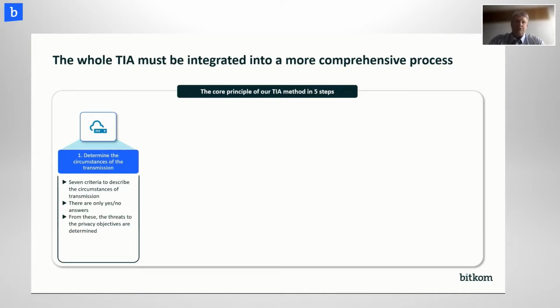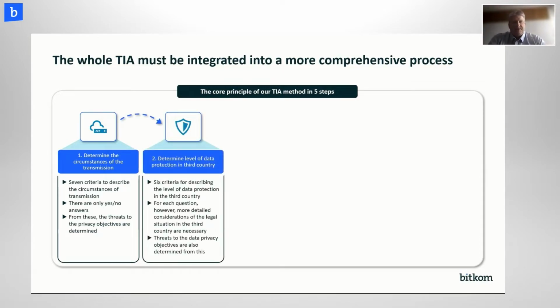And for this, the tool will offer a series of yes and no questions. And these yes and no questions are really the only ones that can be asked and need to be answered. And this first step serves to identify the threats to privacy objectives, which we will now need to look at further down the road as we move through the tool.